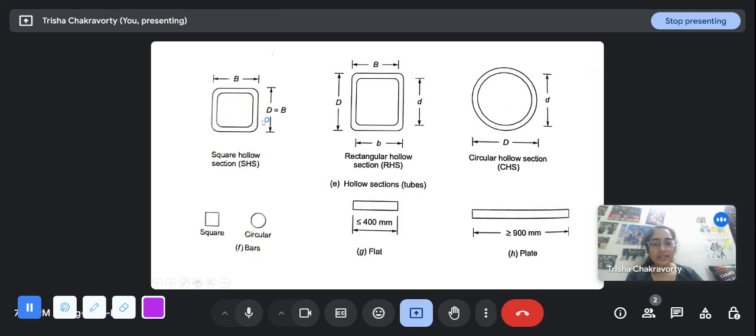These are some other sections. These are hollow sections: square, rectangle, circle, and these are some solid sections. They are square, circular. These are flats, and these are plates. Now, they generally have a much smaller dimension. Concrete sections are always solid sections, and their dimensions are typically much higher than that of steel. In steel sections, we don't find 400 by 600 sections.